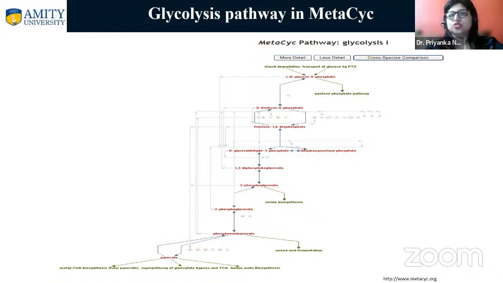This is just a snapshot of what glycolysis looks like, and you can click on each of these terminologies and find more information. You can go to less detail, and you will get more idea about each of these metabolites and what is happening. So this is what a pathway will look like when you browse through MetaCyc.